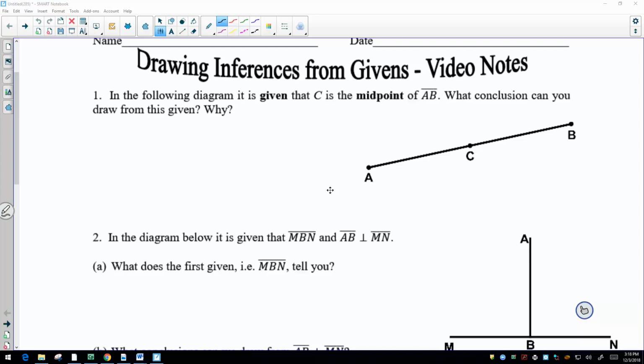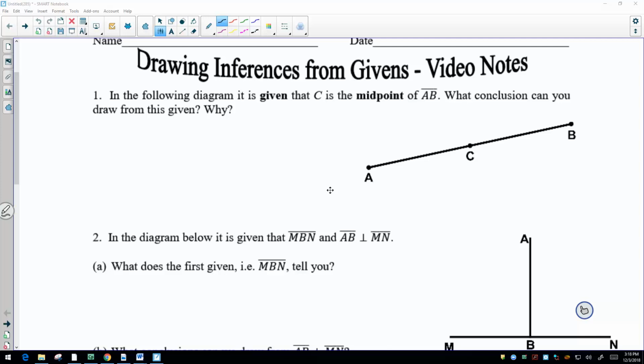So today we are going to work on making some connections with vocab and getting us into starting that idea of writing a proof. We're going to use some keywords and say what kind of conclusions we are able to make from these keywords. So in the following diagram, it is given, like in a proof you would see given, C is the midpoint of AB. And what can we say from that?